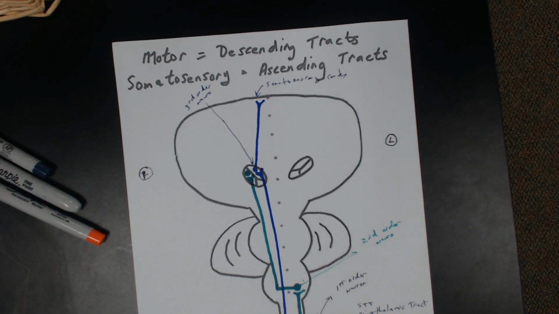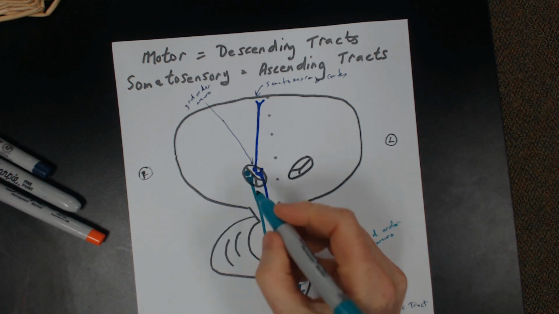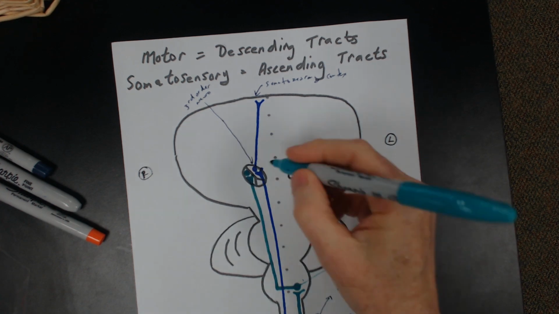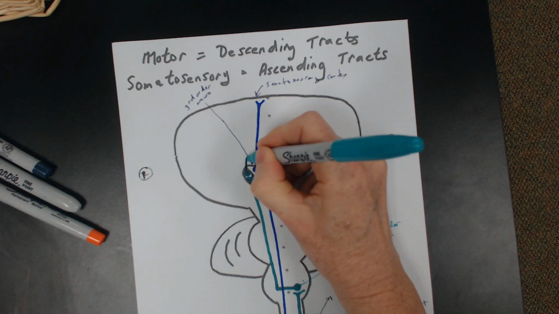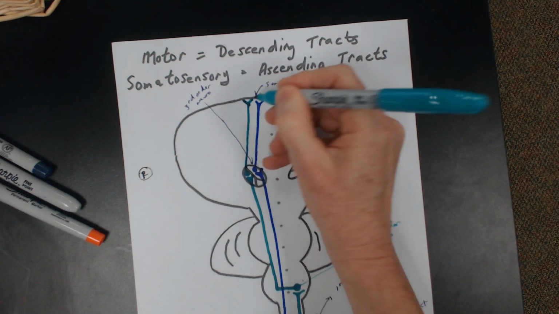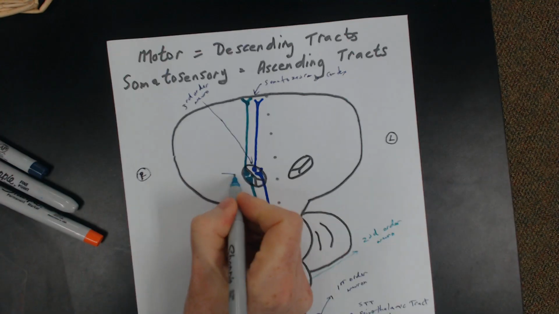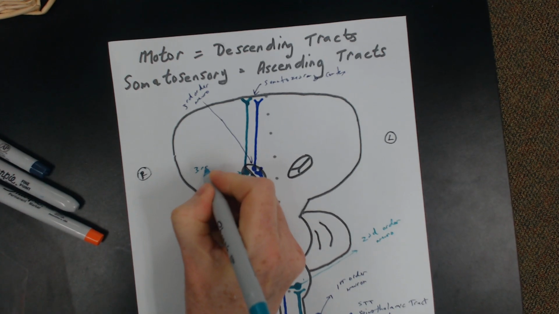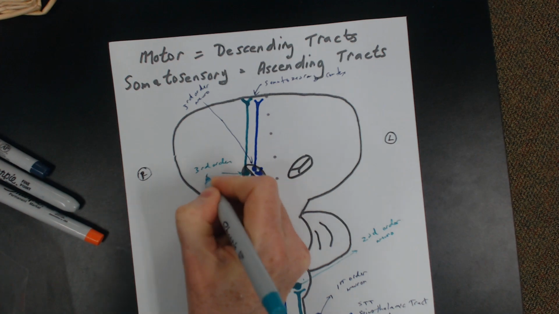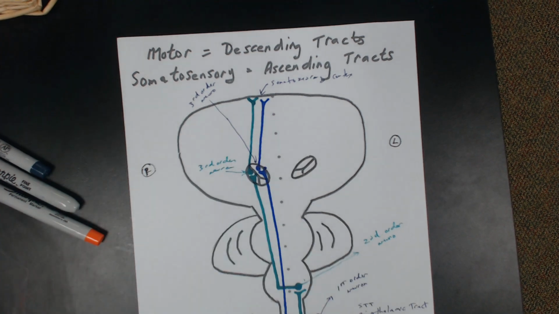Okay, so the second order neuron resides in the medulla. It sends out axons that decussate, travel up through the pons and the midbrain, all the way up to the level of the thalamus, and synapse with the third order neuron here, which sends out axons that transmit information to the somatosensory cortex. Again, here's your third order neuron.